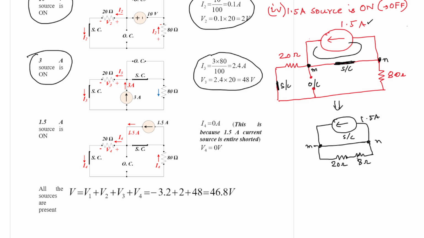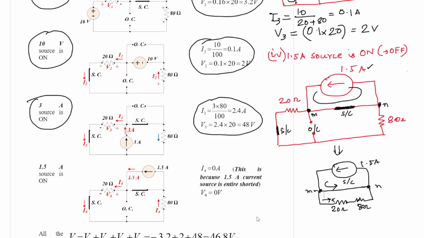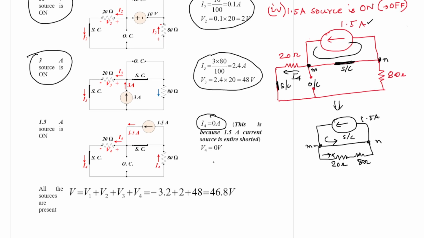When a resistance is short circuited like this, no current should be flowing through it. So this resistance is effectively out, deactivated. The entire 1.5 ampere current will be flowing through the short circuit path. If we consider this current as I4, then I4 here should be 0 ampere, because the 1.5 ampere current source is short circuited. So in this case we have V4 equal to 0.